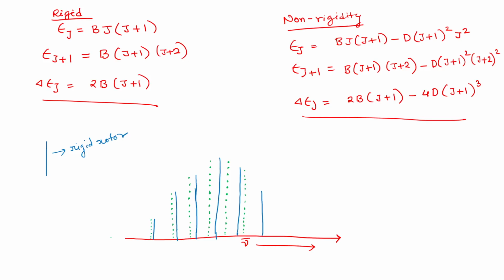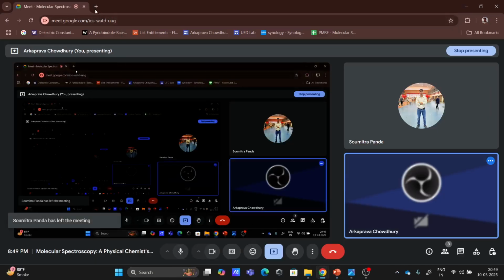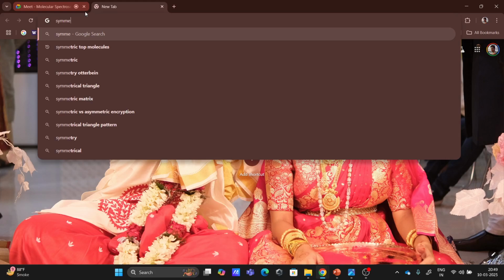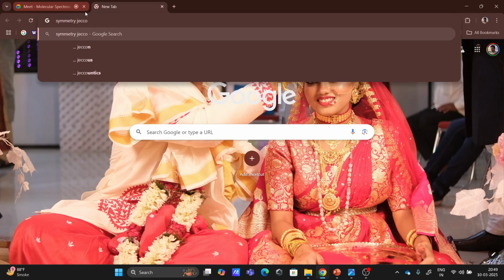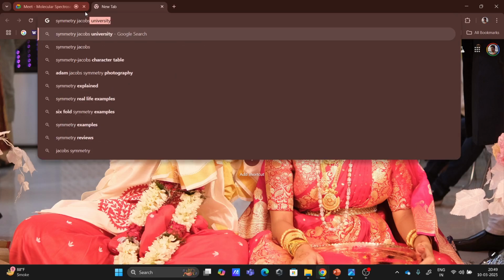I can give you the name of a website where you can get a very good idea of the character table and spectra. Let me see if I have it in my Chrome. Symmetry, Jacobs something. Jacobs University.